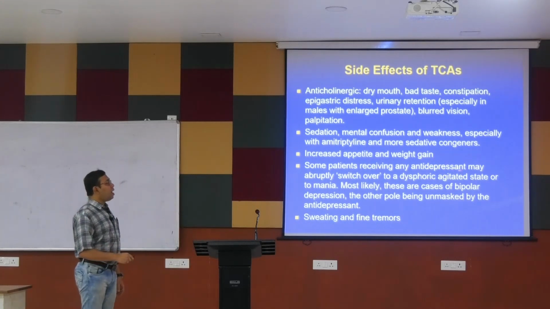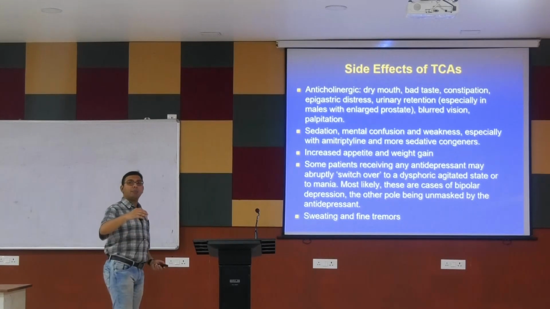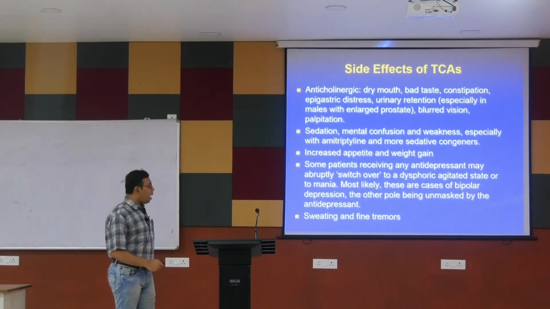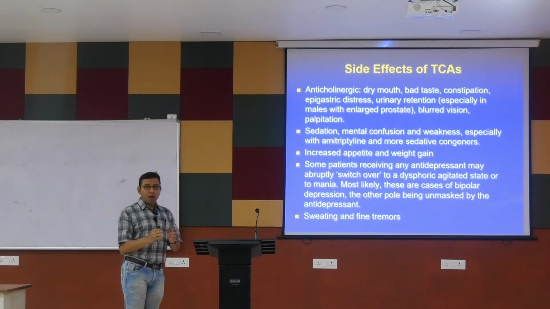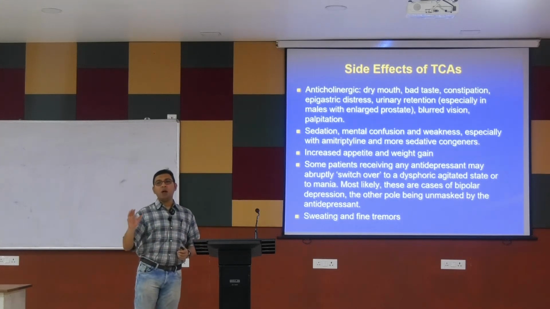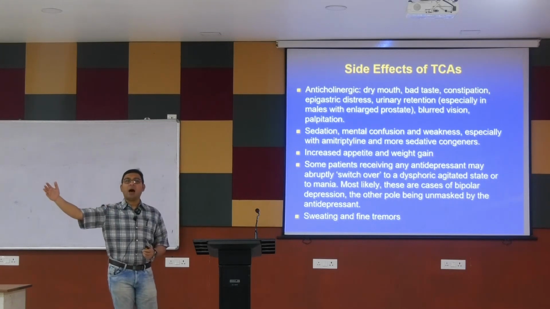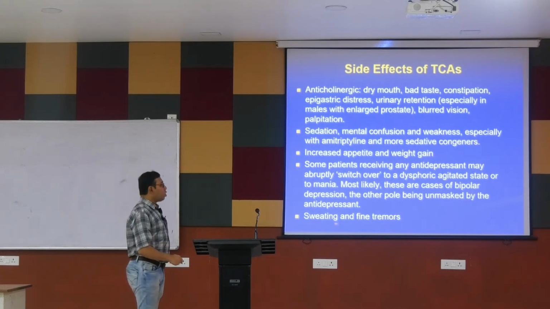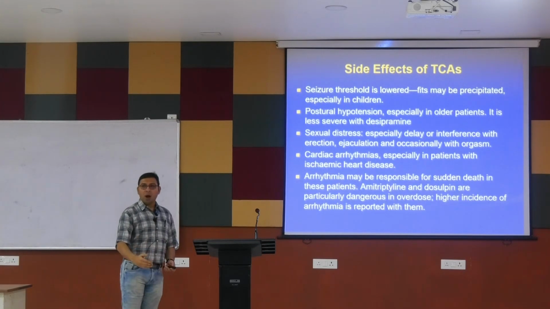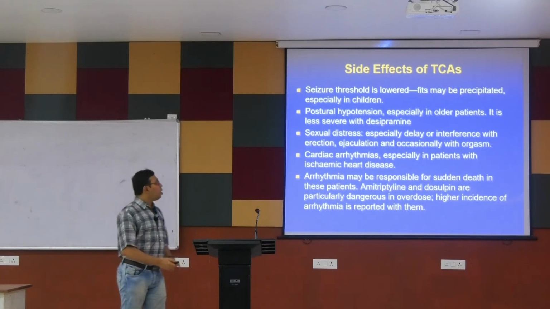Some patients receiving any antidepressant may abruptly switch over to a dysphoric state. There may be spectrum changes from depression to mania. Basically these are cases of undiagnosed bipolar depression. When we give the antidepressant drug, the spectrum is tilted towards the other extreme, that is mania. Sweating and fine tremors can happen. Seizure threshold is lowered, which means there is always a chance of seizures.